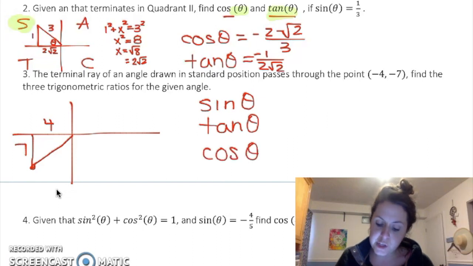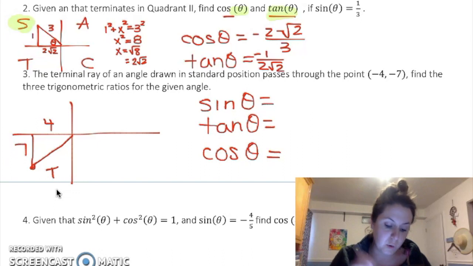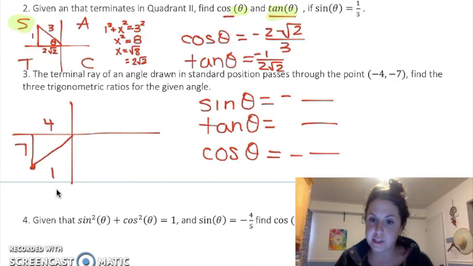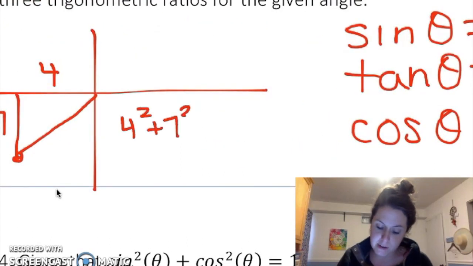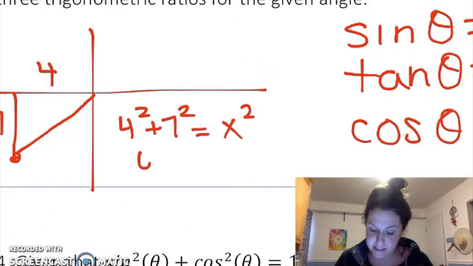So let's think about what is positive in this quadrant. ASTC, this is the T quadrant, which means only tangent would be positive here. So sine is going to be negative, cos is going to be negative, tangent is going to be positive. So I'm starting with that for my fractions. Now, I'm going to find this missing side before I go any further. So 4 squared plus 7 squared equals x squared. That's 16 plus 49. So that's 65.